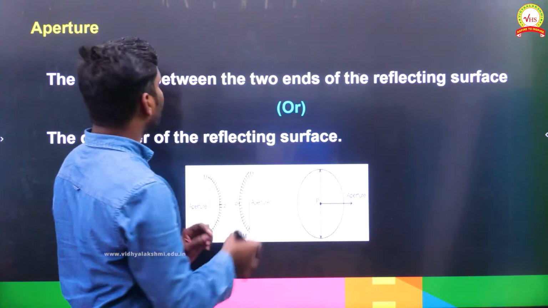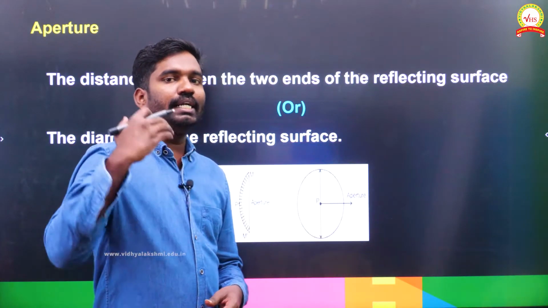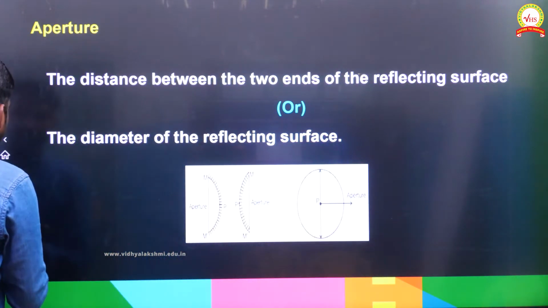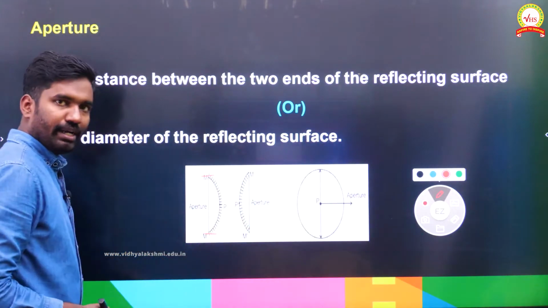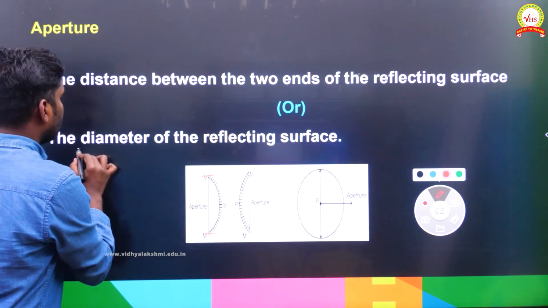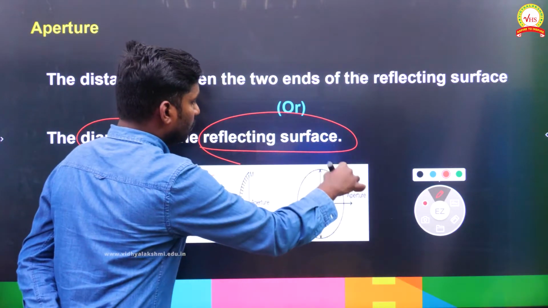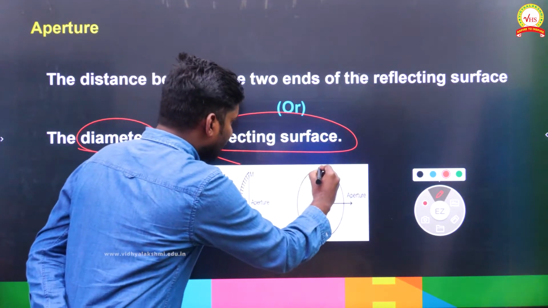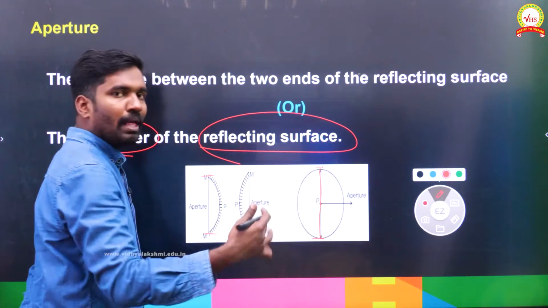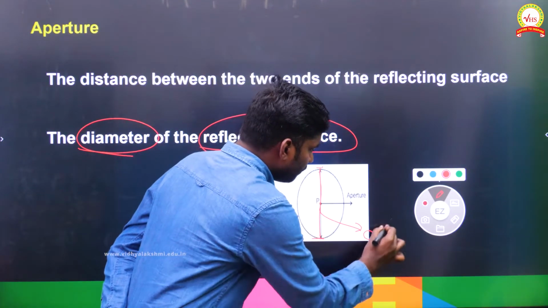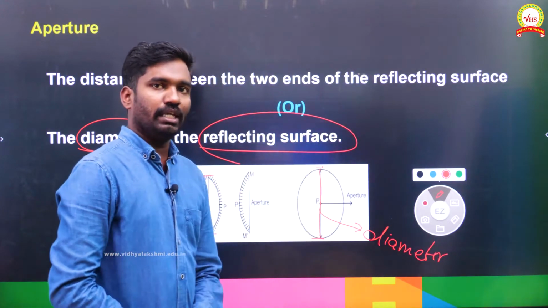Clear? And the last term is the aperture. How can we define the aperture? Aperture is defined as the distance between the two ends of the spherical mirror. I mean the distance from this end to this end, or else we can also call it the diameter of the reflecting surface. This looks like a sphere, right? The midpoint passing through the sphere is considered as the diameter. So this distance we will be calling the aperture, or the diameter of the reflecting surface is called the aperture.